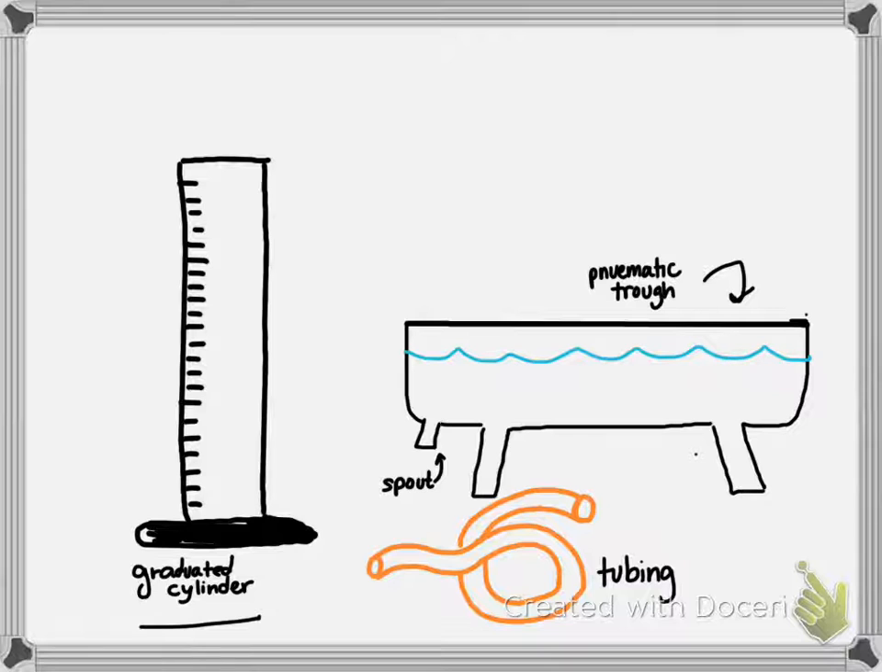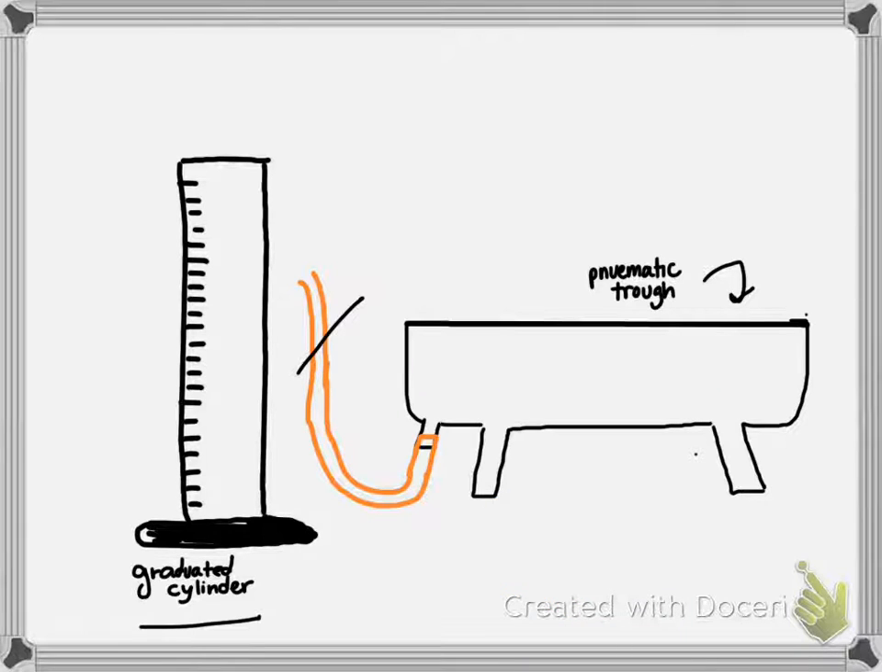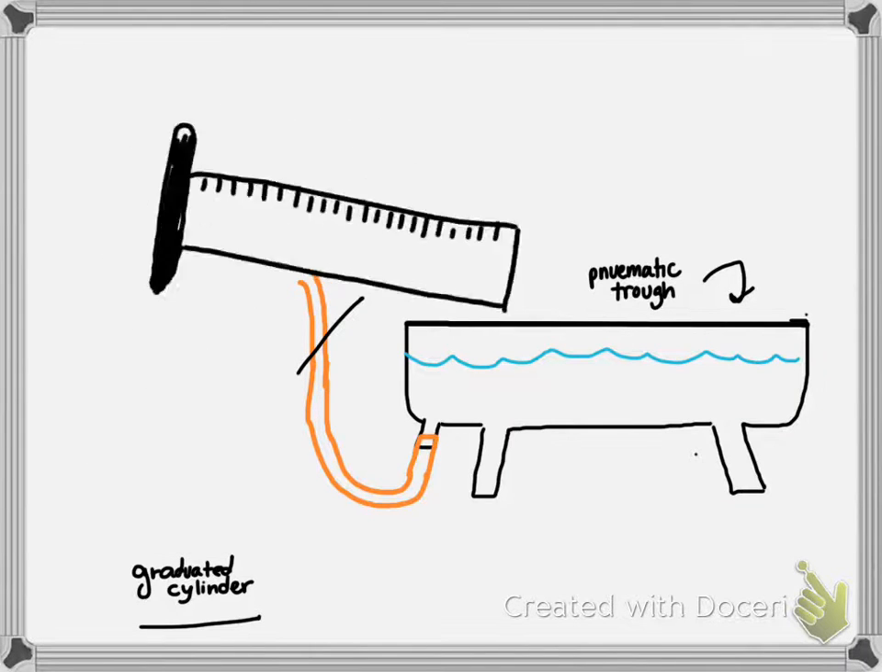Of course, we can't do that until we've done one other thing. We have to attach the tubing and clamp it off somehow. And then we can fill the pneumatic trough with water. Now, the next thing we're going to do is take this graduated cylinder, or some other sort of gas collection device, and we're going to invert it over the small opening in the bottom of the pan.